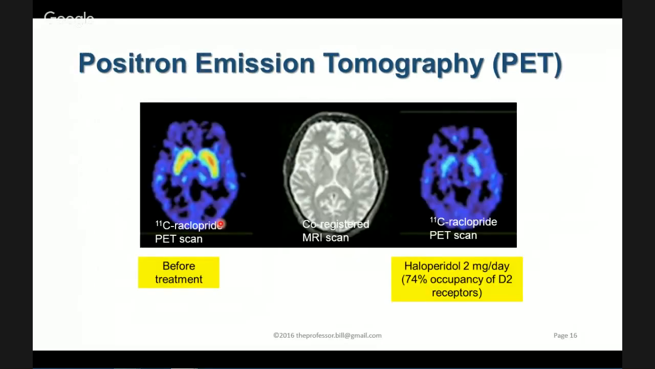If we, for example, use what is known as a PET scan.